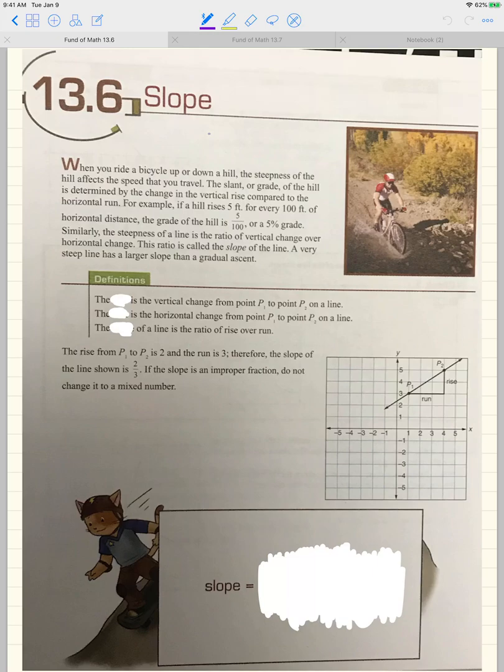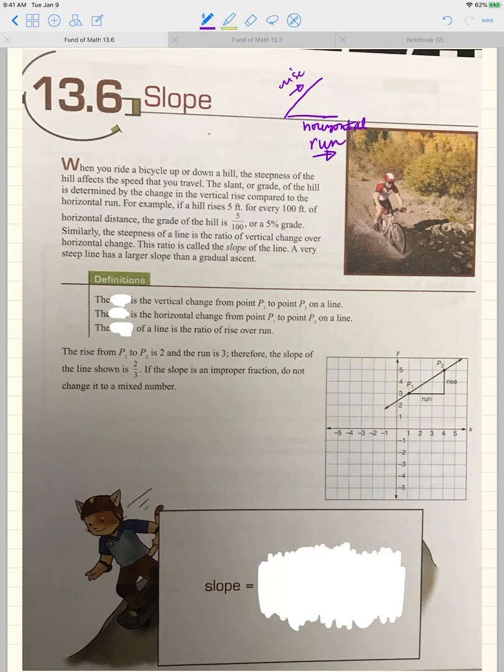For example, if a hill rises 5 feet for every 1 foot of horizontal distance, remember that. So when we're talking about vertical rise, we're talking about going up. This would be the vertical rise. And how much does it go up over how far it moves horizontally, which is the run, okay?